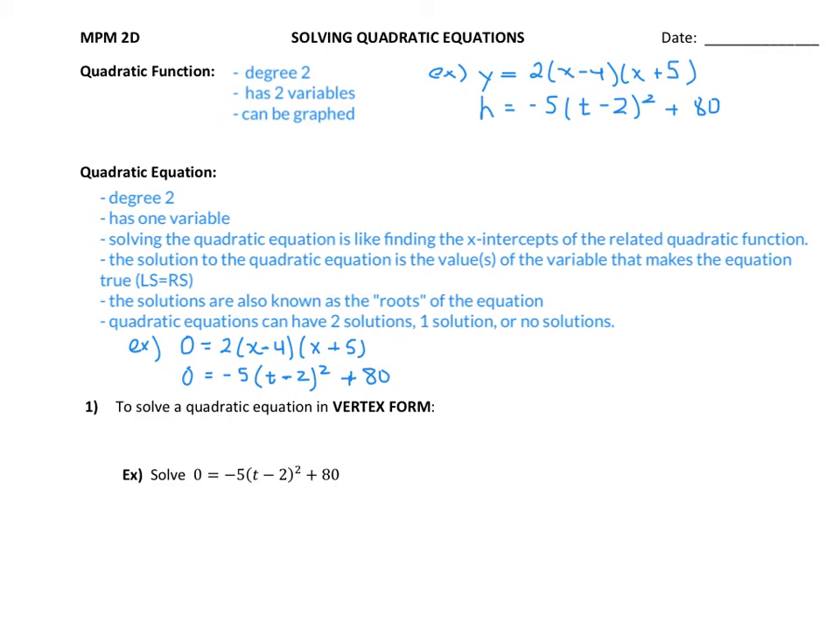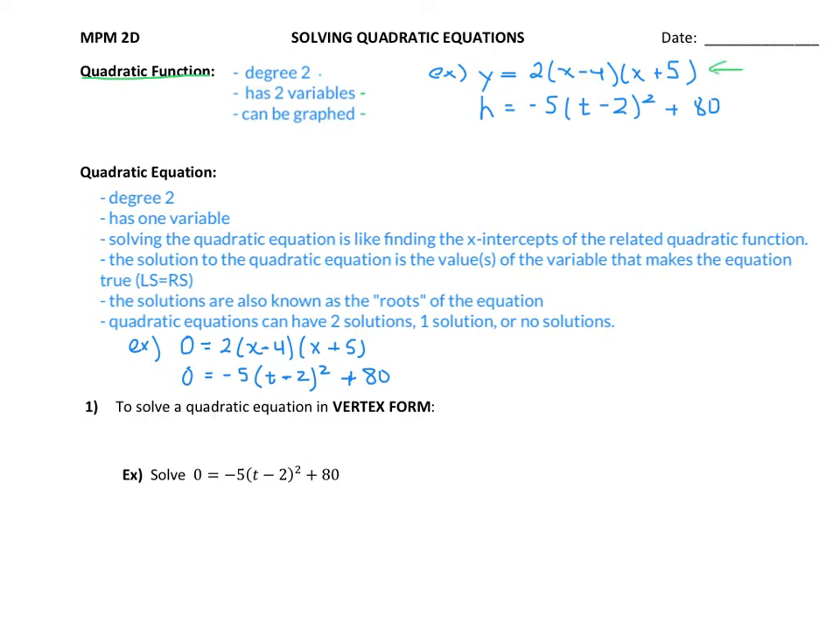All right, we're looking here at how to solve quadratic equations. But before we begin, we're going to look at what a quadratic function is compared to what a quadratic equation is. So first of all, quadratic functions: quadratic means they have to have a degree of 2. To be a function, it has to have 2 variables, and that means it can be graphed. So I have a couple of examples here.